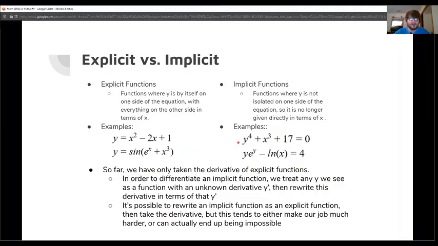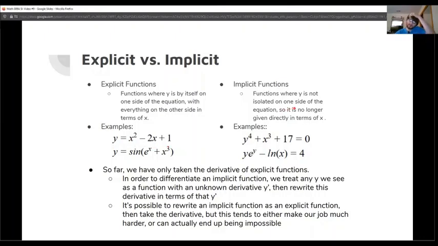Lastly, I want to talk about explicit versus implicit functions real quick. So explicit functions are functions where y is by itself on one side of the equation, with everything else on the other side being in terms of x or some other independent variable. So this is like y equals x squared minus 2x plus 1, or y equals sine of e to the x plus x cubed. We see that y is all by itself, and we have the identity that y equals whatever's on the other side, okay?